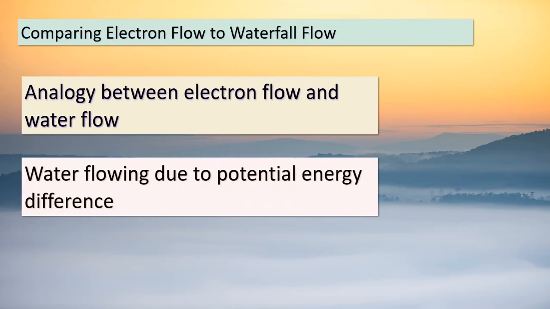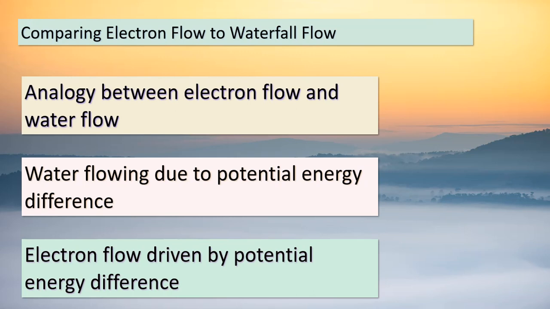Alright, students, let's delve deeper into our analogy of electron flow and the flow of water in a waterfall. Just as water spontaneously flows over a waterfall due to the difference in potential energy between its top and bottom, electrons also flow spontaneously. However, in the case of electrons, this flow is driven by potential energy differences as well. Just like water seeks the lowest point to release its potential energy, electrons move from areas of higher potential energy to lower ones. In our context, the anode holds electrons with higher potential energy compared to the cathode. This potential energy difference is what propels the electrons to move through the external circuit.